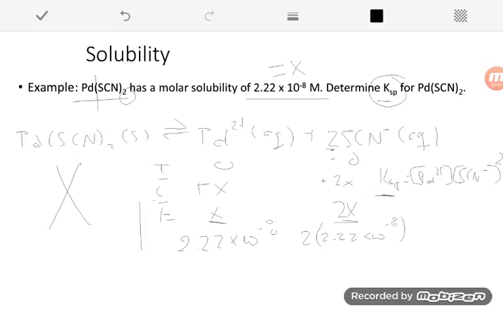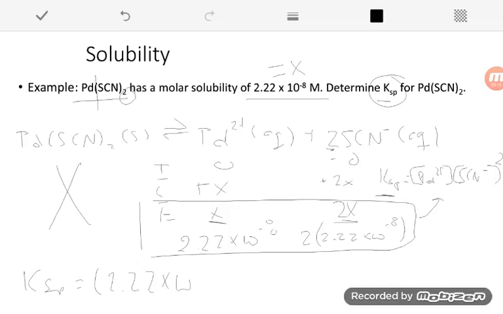So now that I have actual numbers for my equilibrium row, I can just plug them into my expression for Ksp. So Ksp is equal to my palladium, which is 2.22 times 10 to the negative 8. That's a 10. And then my SCN is twice that, so 4.44 times 10 to the negative 8 if I do this math here. And I can't forget to square that guy. And so I get this very tiny number, 4.38 times 10 to the negative 23. So I have a very, very small Ksp here.